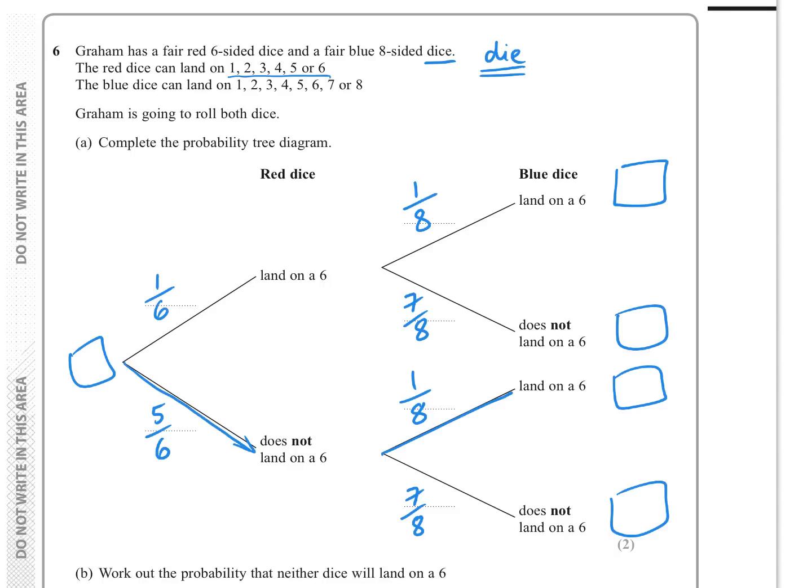Okay, so you can have a look at that in one of the playlists if you wish, or look at someone else's explanation, that's fine. But we want to work out the probability that neither dice will land on a 6. So it just can't land on a 6 at all.